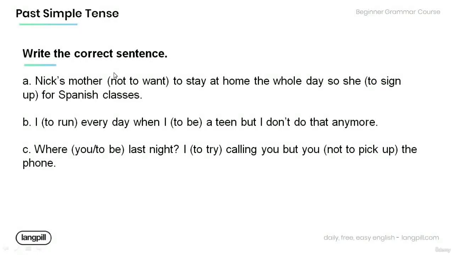Now time for you to practice on your own. Write the correct form of the following sentences. A. Nick's mother not to want to stay at home the whole day, so she to sign up for Spanish classes.